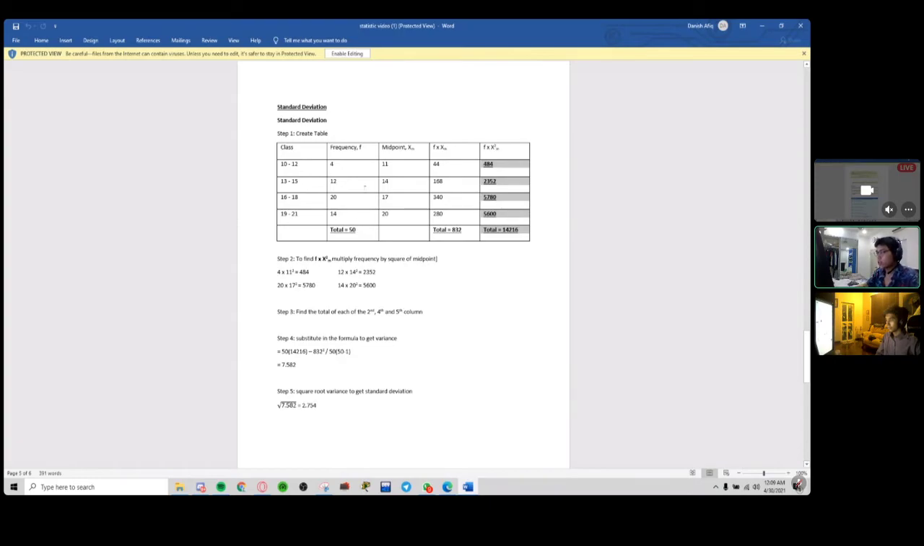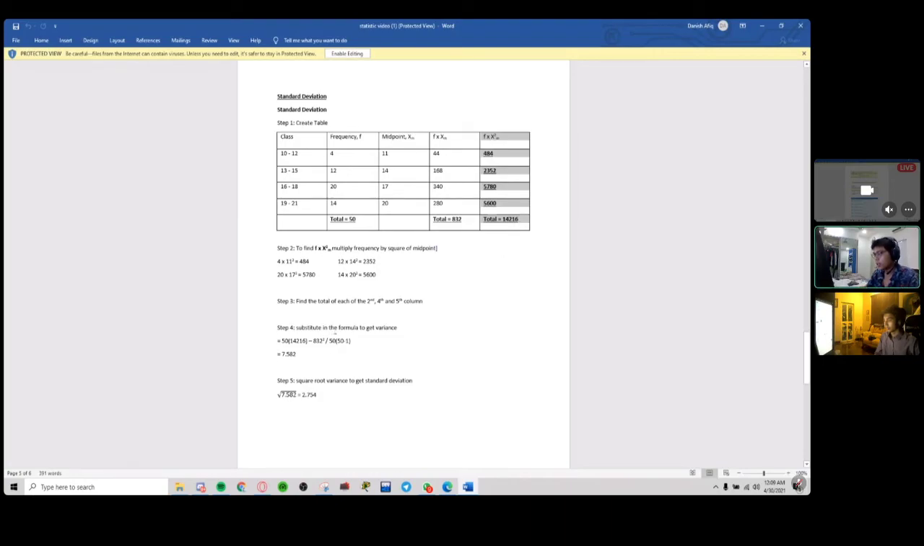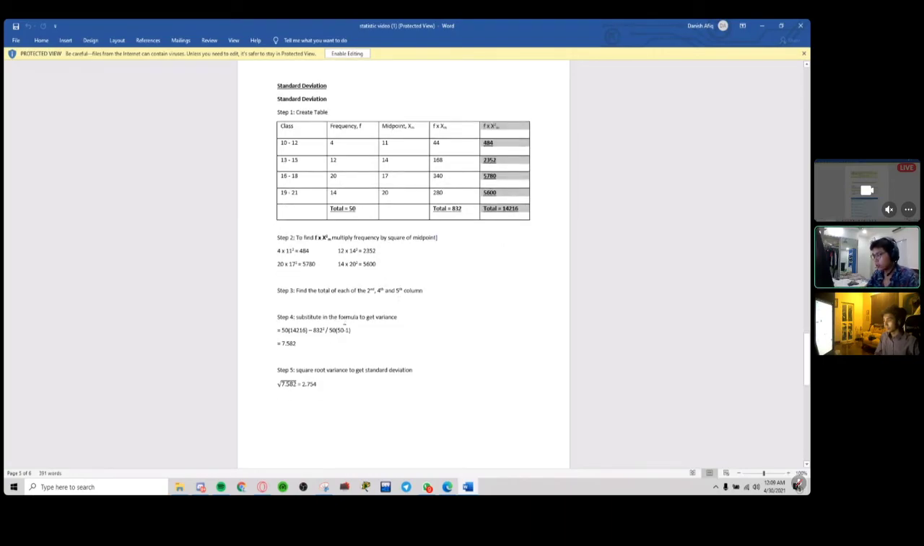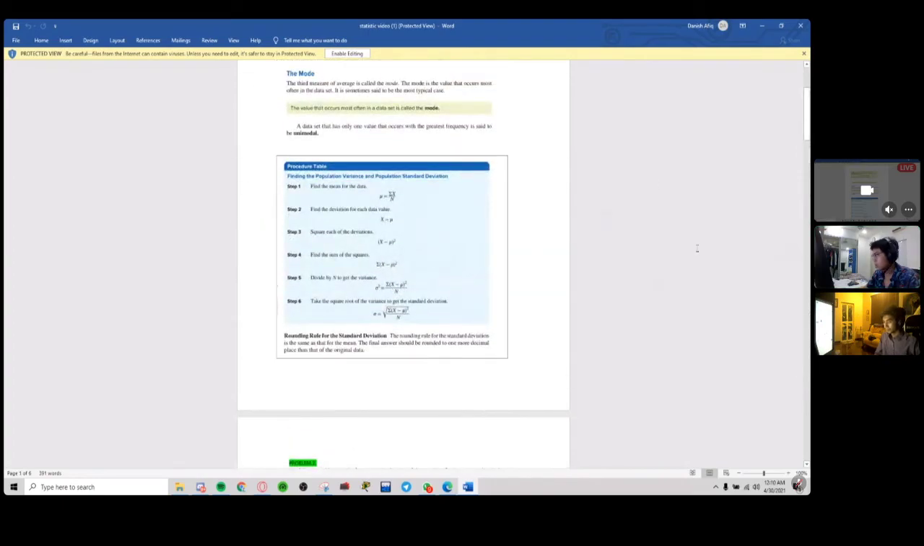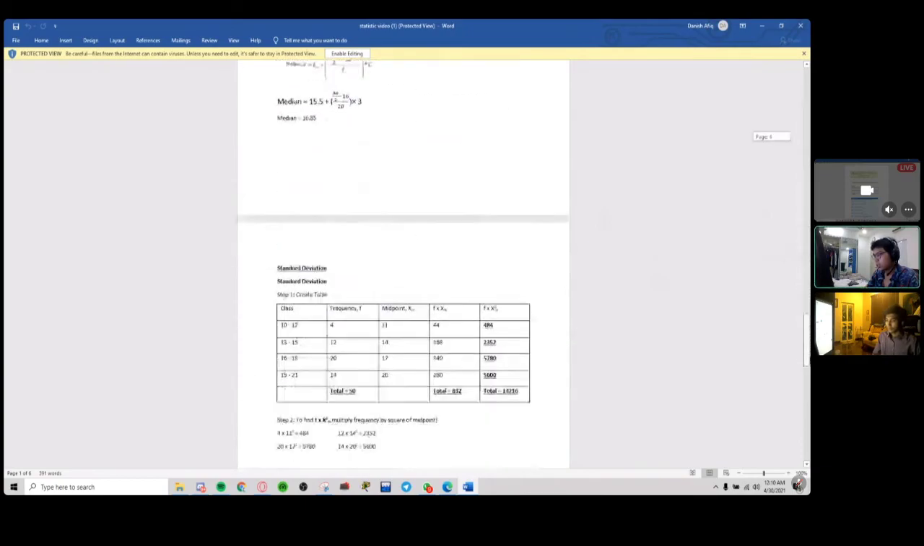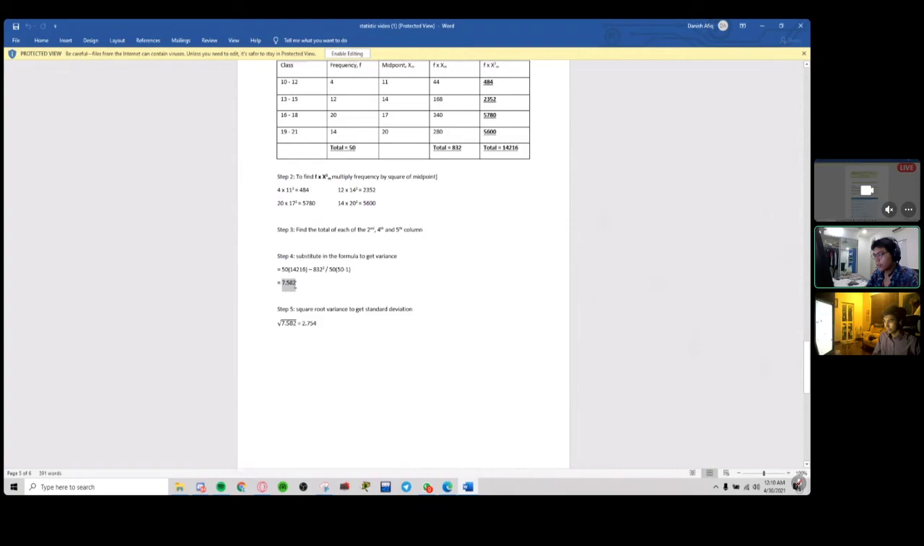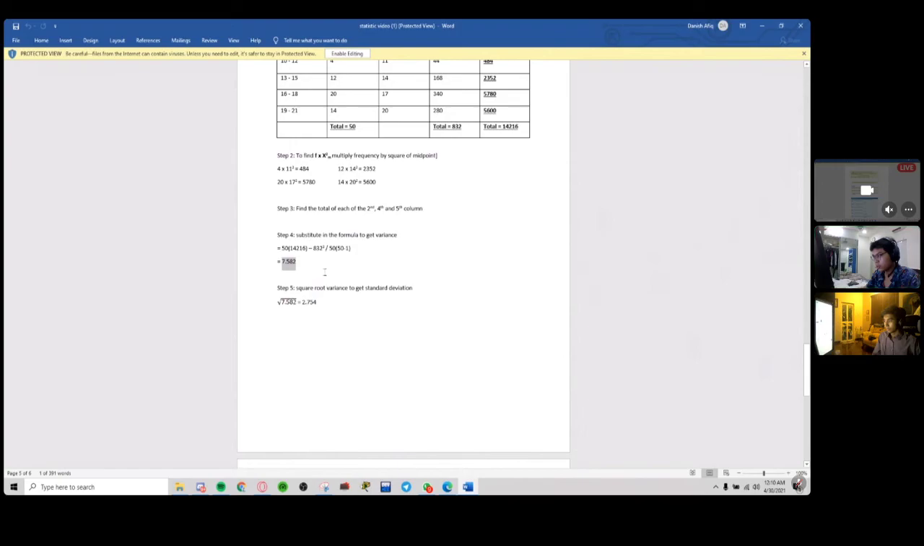Step 3, we got to find the total of each of the second column, which is frequency, then the fourth column, which is frequency times midpoint, and then the fifth column, which is frequency times midpoint squared. And then we can use the data we got to substitute in the formula to get variance, which is this formula. And then the answer we got was 7.582. So the final step is to square root the variance to get standard deviation, which is 2.754.